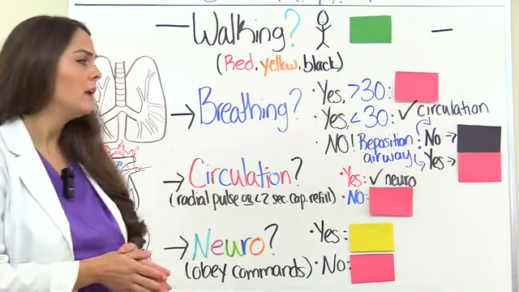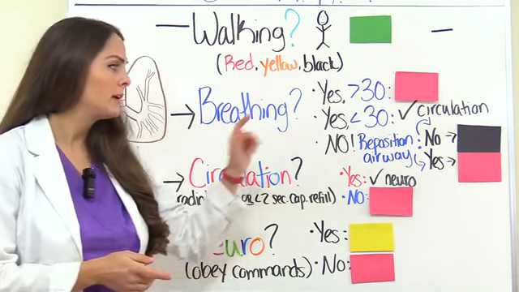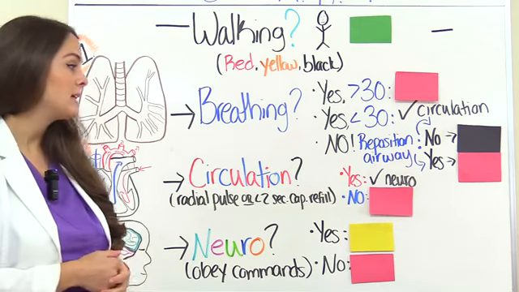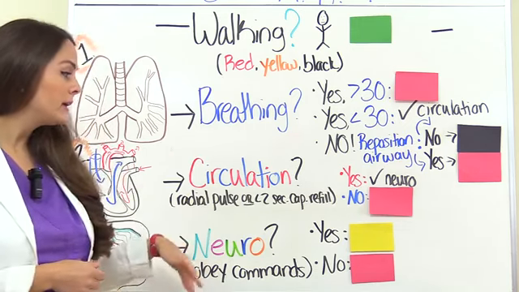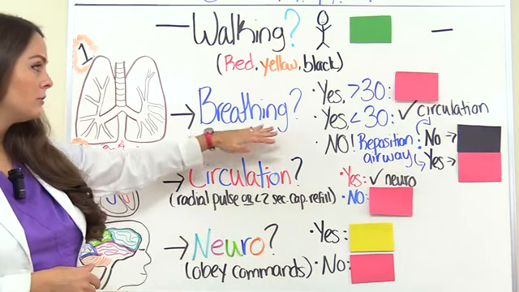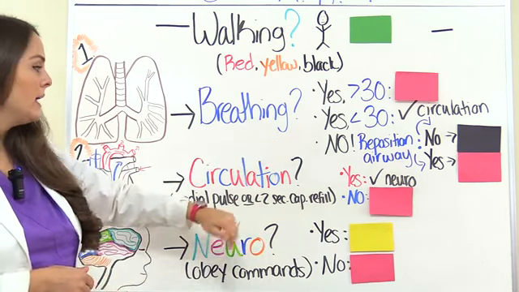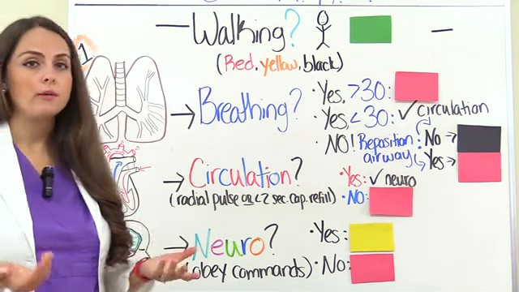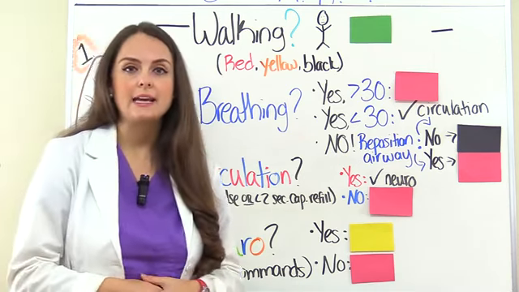Now, a patient's only going to be tagged black if you check that breathing, they're not breathing when you reposition that airway. They would be tagged black. And they will only be tagged yellow if they're breathing, it's less than 30, if they do have circulation, and they can follow your commands whenever you're assessing their mental status.